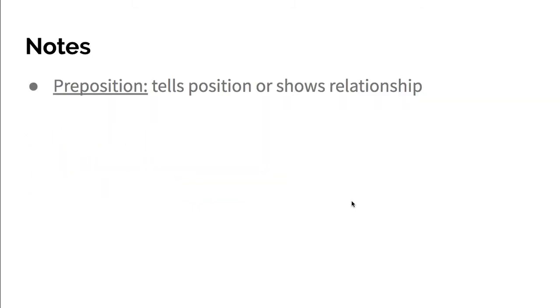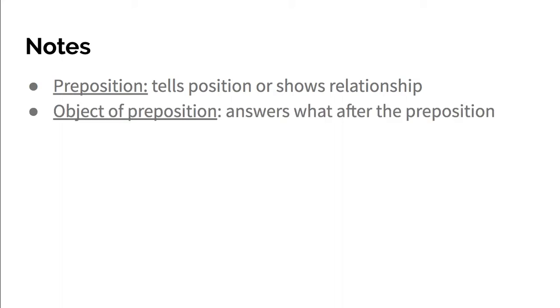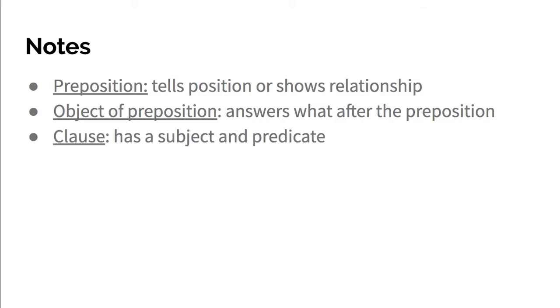Here are the notes. A preposition tells position or shows relationship. The object of the preposition answers what after the preposition. So on what? On the desk. In what? In a drawer. A clause has a subject and a predicate. It is dependent, and that is how we will find our noun clause.